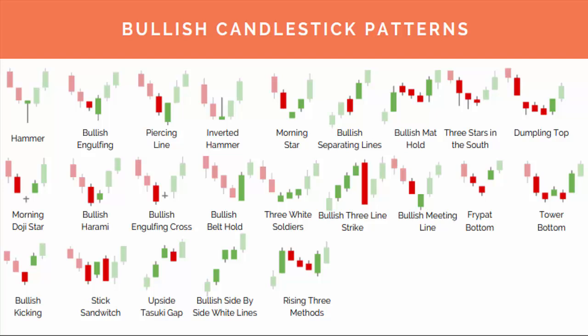Support and resistance. Price action traders pay significant attention to support and resistance levels. Support represents a price level where buying pressure is expected to increase, preventing further downward movement. Resistance, on the other hand, is a price level where selling pressure is anticipated to intensify, hindering further upward movement. These levels serve as potential entry or exit points for trades.